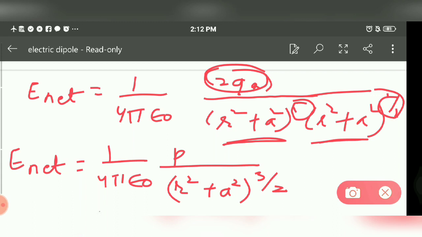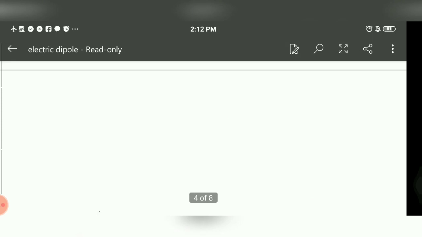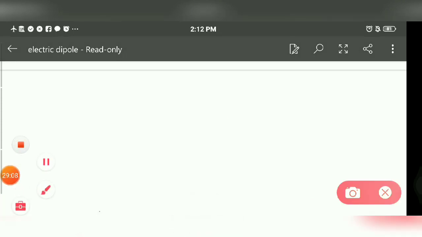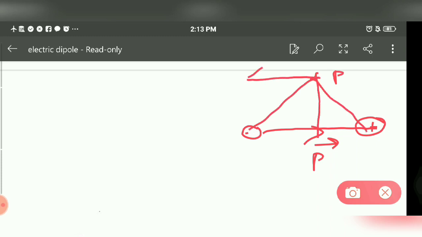Now let's see the direction of it. This is the magnitude of net electric field. Now see the direction of it according to the point P. If this is a dipole, plus and negative, the dipole moment direction is this P vector. This is point P, and the net electric field is observed in this direction, E net, because both cos theta components are in this direction. So P and E are in opposite directions.